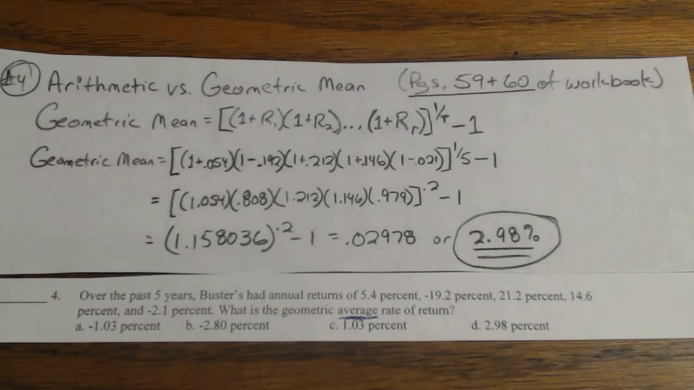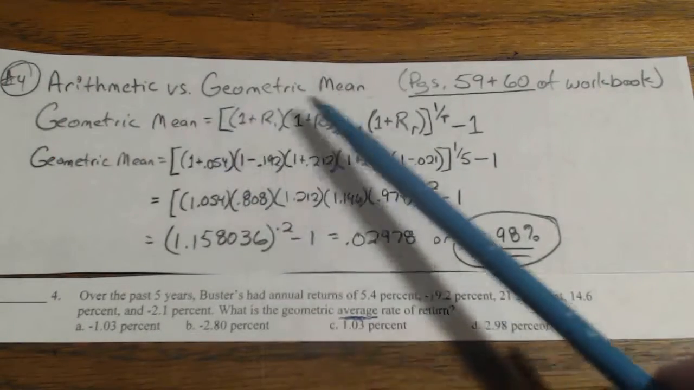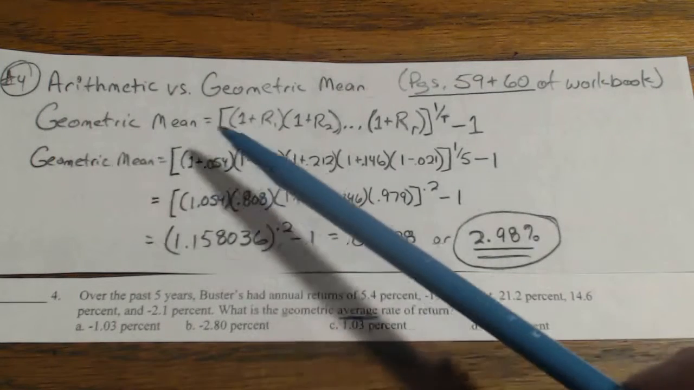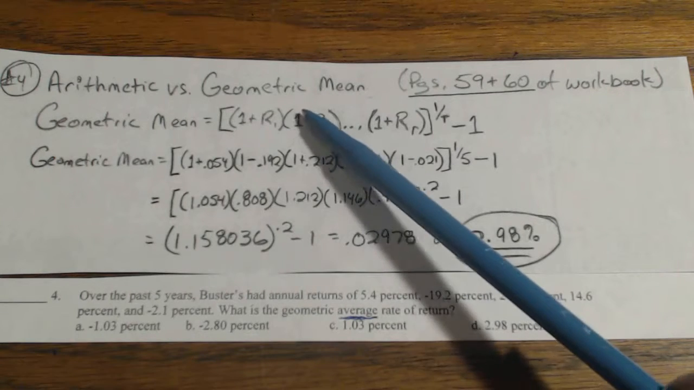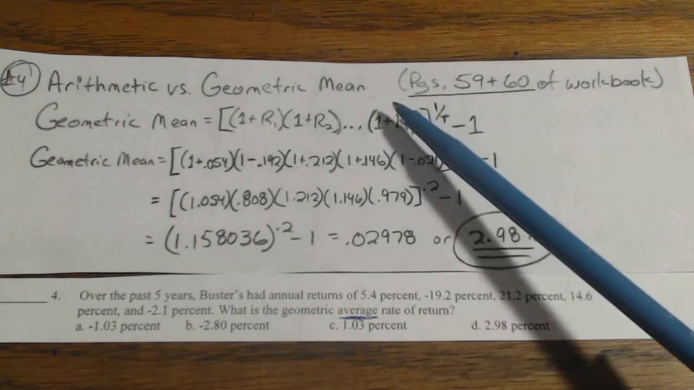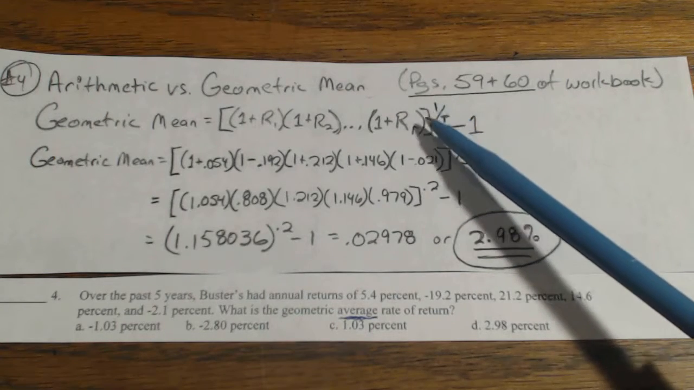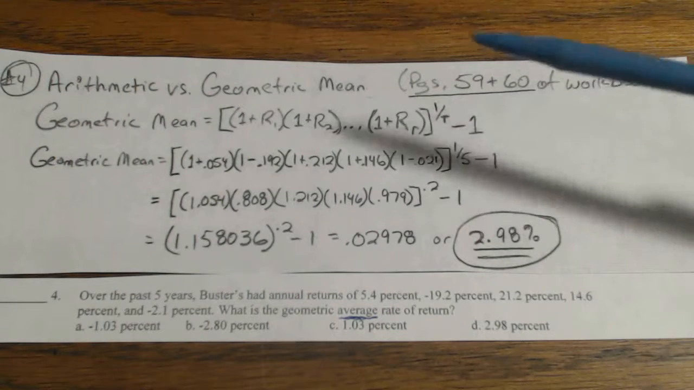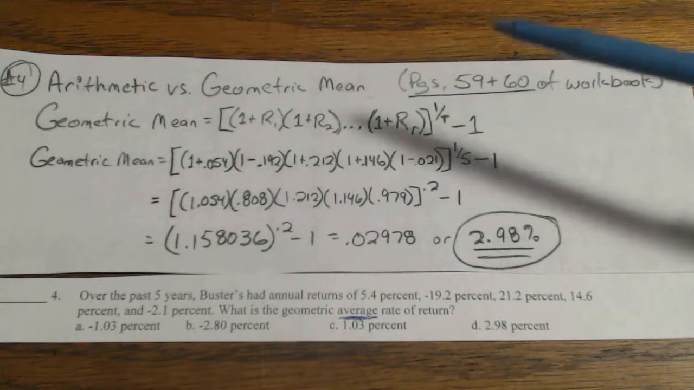So in this case, they're asking for the geometric mean. So I just put up here the arithmetic versus the geometric mean, pages 59 and 60 of your workbook. The geometric mean is 1 plus the rate for the first period times 1 plus the rate for the second period times 1 plus the rate for whatever number of periods. You multiply those all together, and then you go y to the x, 1 over t, and then you subtract 1, and that gets you the geometric mean.